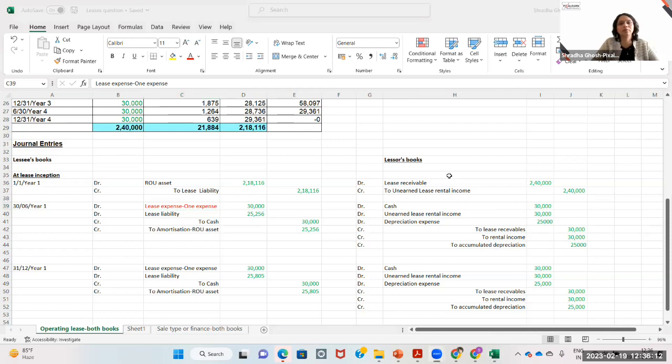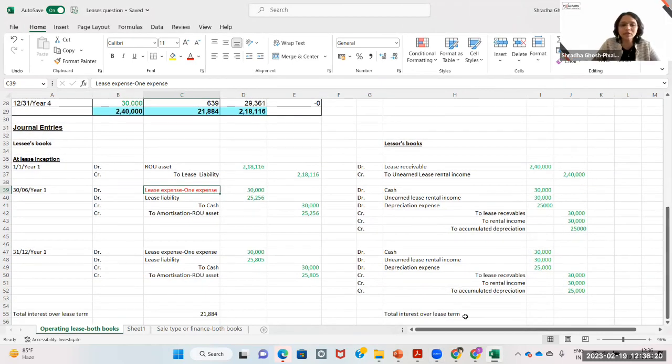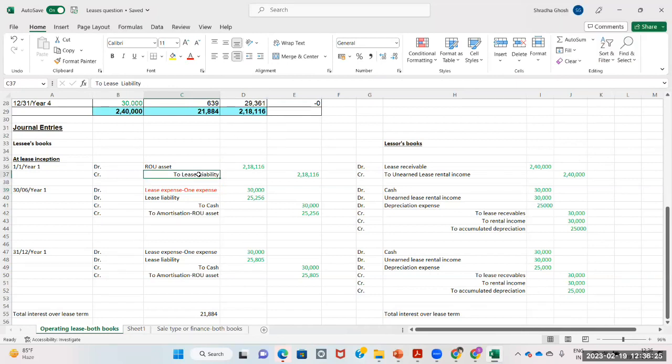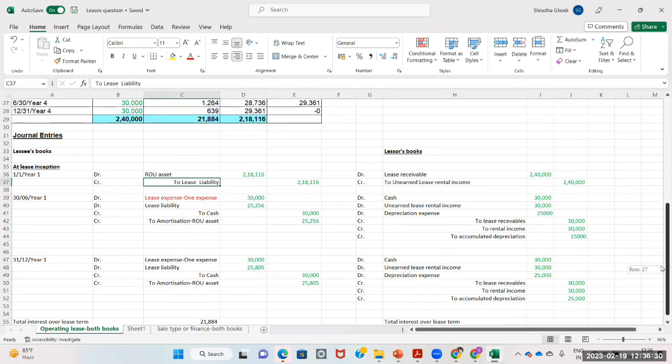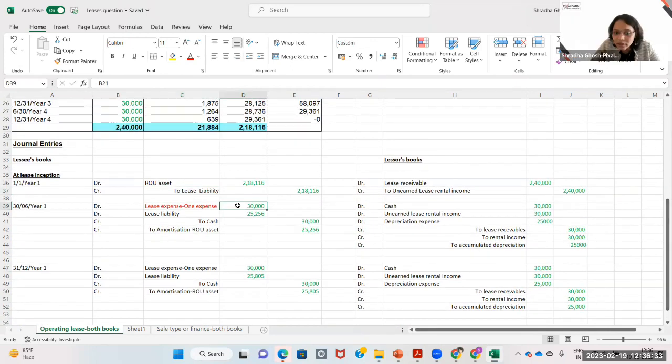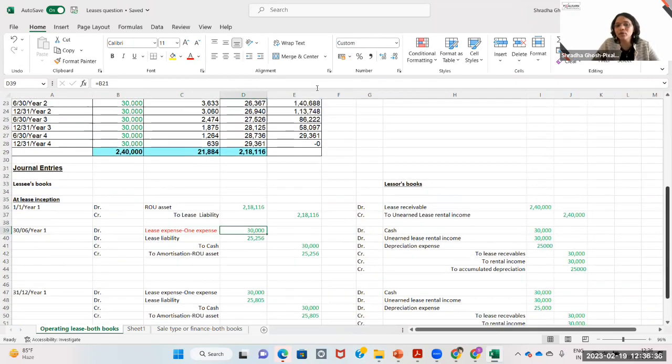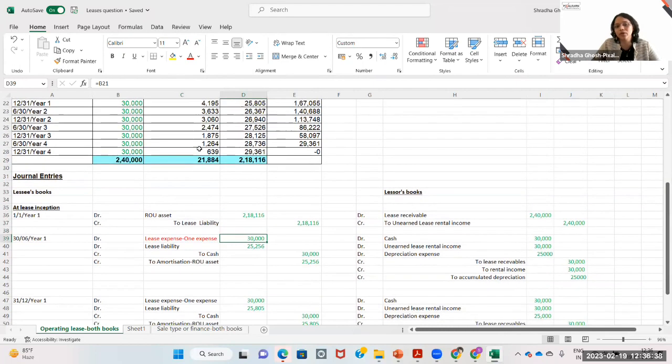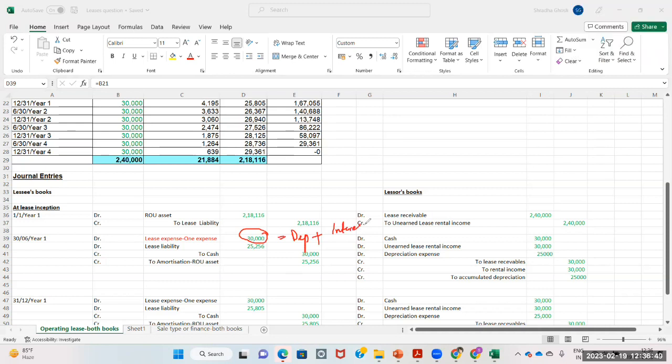Vishnu, unmute. Yes, ma'am. Where is the interest factor coming in? Tell me. Did we pass any journal entry for the interest? But we have calculated for the lessee the interest over the lease term, that is 21,884. There is an inbuilt interest component in the whole agreement. But see, this 30 has both the interest and the principal element. Yes or no? Yes. So ideally, if you look at this, this is actually equal to your depreciation plus your interest expense. Yes or no? Correct.